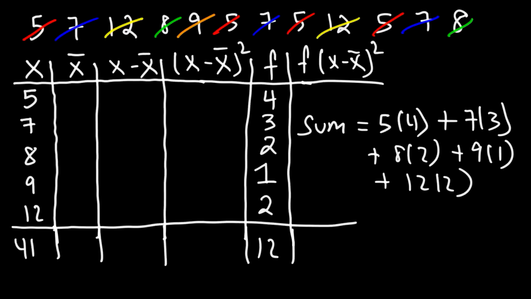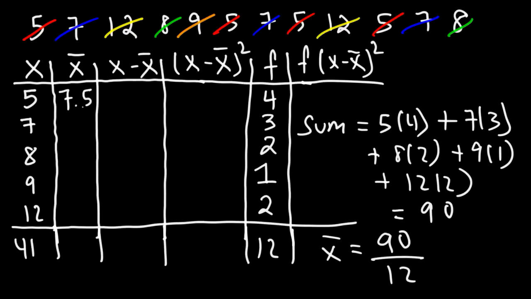So 5 times 4 is 20, plus 7 times 3, which is 21, plus 8 times 2, that's 16, plus 9, plus 12 times 2. So the sum of these values is 90. So the mean is going to be the sum divided by n, where n is 12. So it's 90 divided by 12, which will give us this number, 7.5.